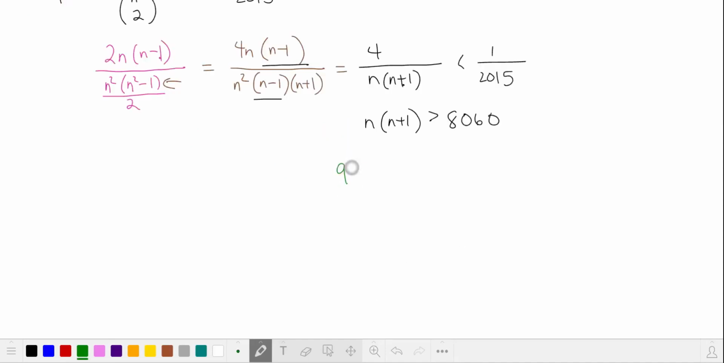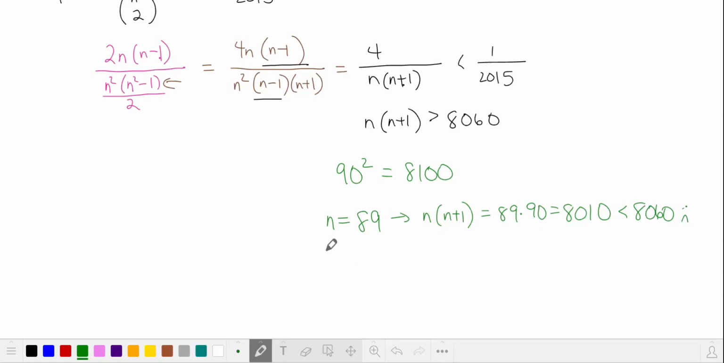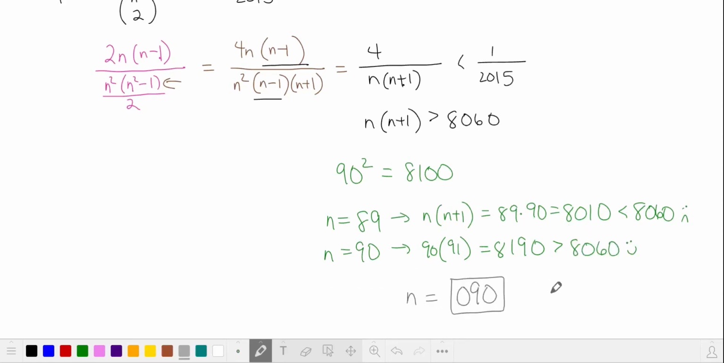We can ballpark this by noting that 90 squared is 8,100. So let's try n equals 89. Then n times n plus 1 is 89 times 90. That's 8,010, which is too small. So let's try n equals 90. That's 90 times 91, or 8190, which is valid. So our least value of n is 90. Let's go on to number 6.